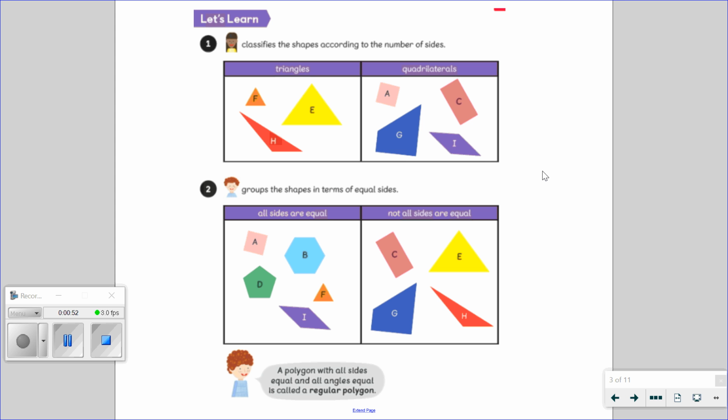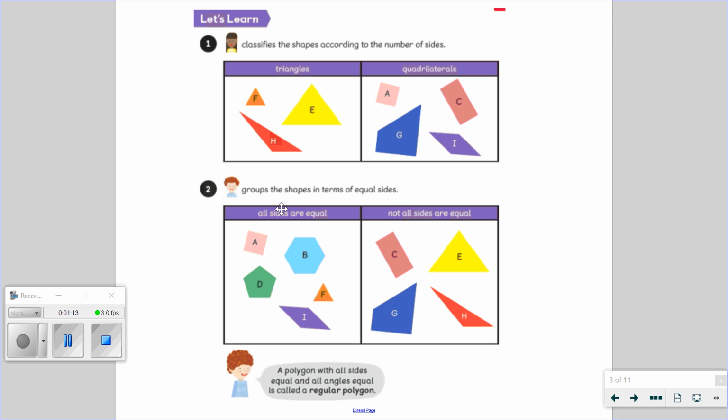Lulu has had a go. She sorted some of the shapes according to the number of sides. F, E and H all have 3 sides, and so are triangles. A, G, C and I all have 4 sides, and so are quadrilaterals.